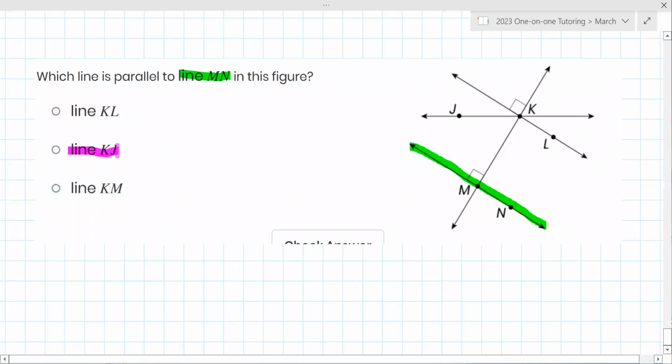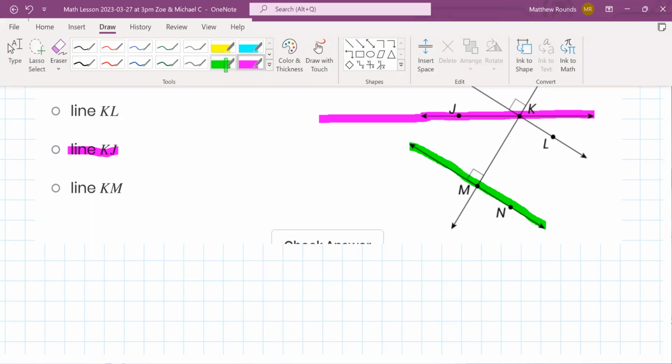JK. KJ. So here's JK. Now I'm just going to extend them. Okay, right? You just extend them. Do they ever intersect?